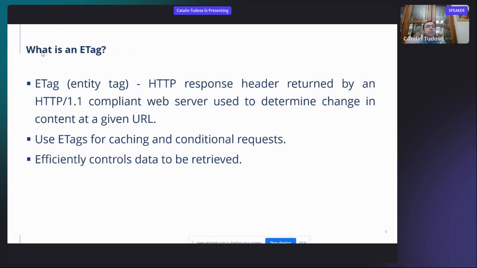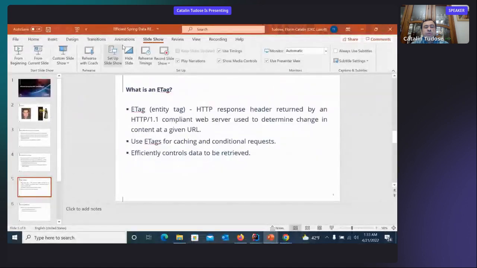And in order to reduce the traffic across the network and to say I already have this version of this user or of whatever record I have, I can use e-tags. So what's an e-tag or an entity tag? It's a response header in the HTTP response that is returned by the web server to determine the change in the content. I want to control that data to be retrieved.